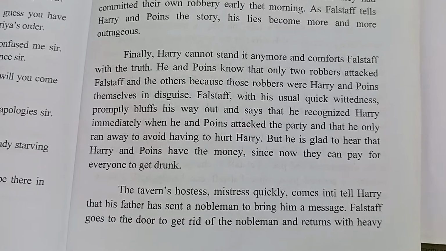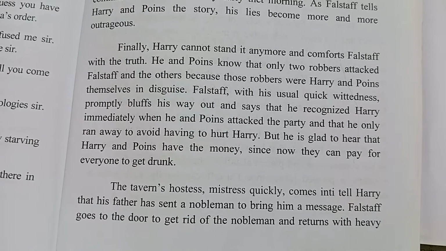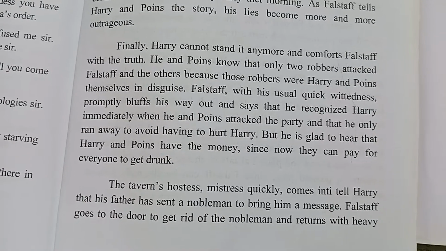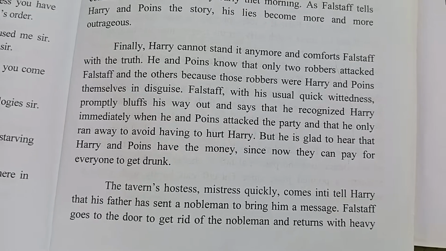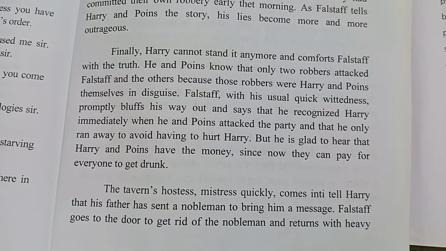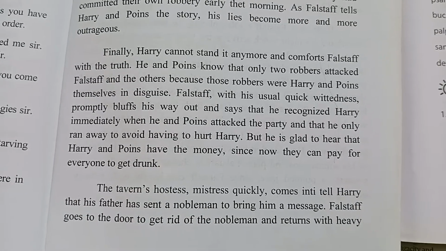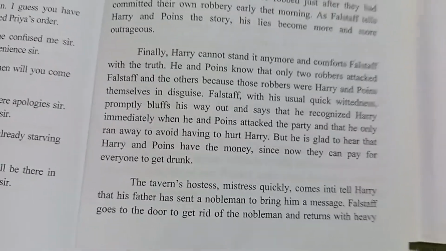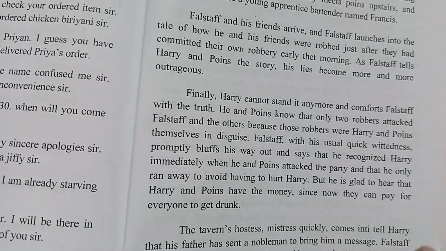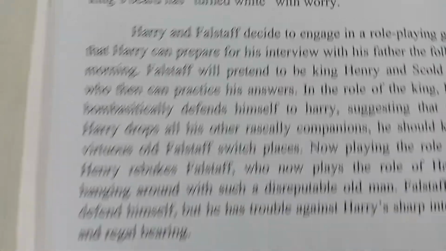The tavern's hostess, Mistress Quickly, comes in and tells Harry that his father has sent a nobleman to bring him a message. So now he's all making merry, and a messenger comes to meet Harry. Falstaff goes to the door to get rid of the nobleman and returns. So he wants to see who has come to meet the prince, and when he goes there, he sees a nobleman coming to meet this fellow.